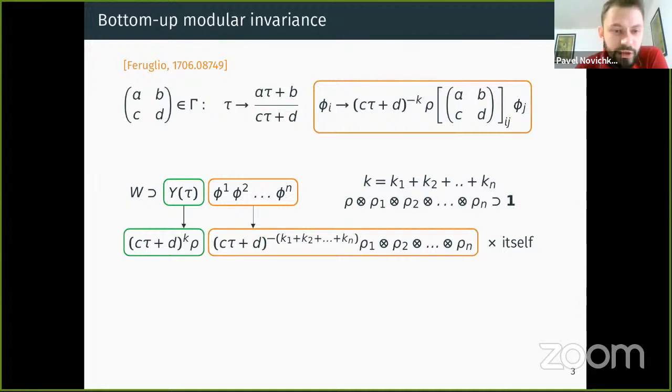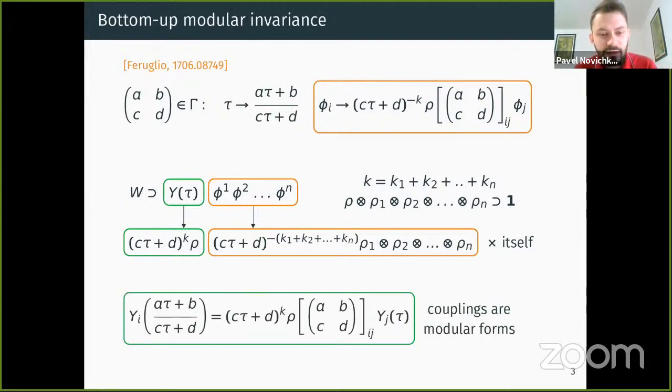But y of tau is just a function of tau, just a mathematical object. So we can write explicitly its transformation rule inferred from this interaction. And this means that these couplings have actually to be modular forms, because such functions which satisfy this constraint are very well studied in mathematics. They're called modular forms.